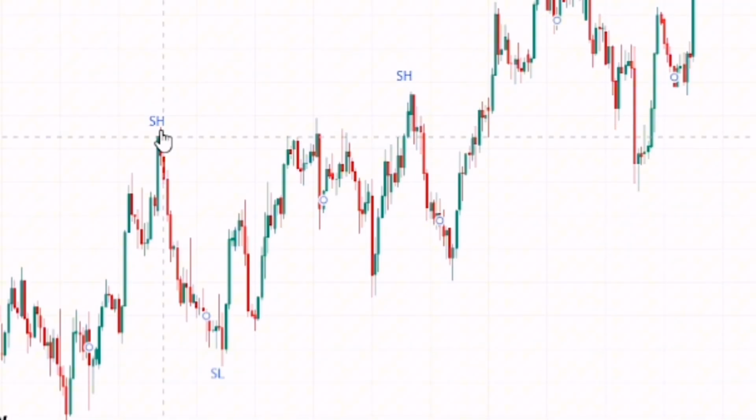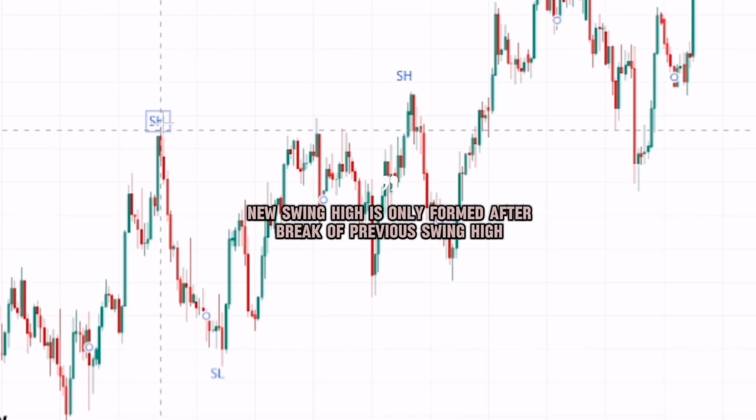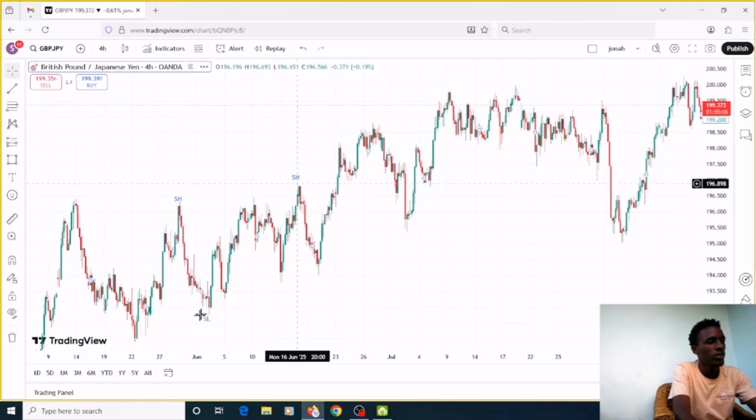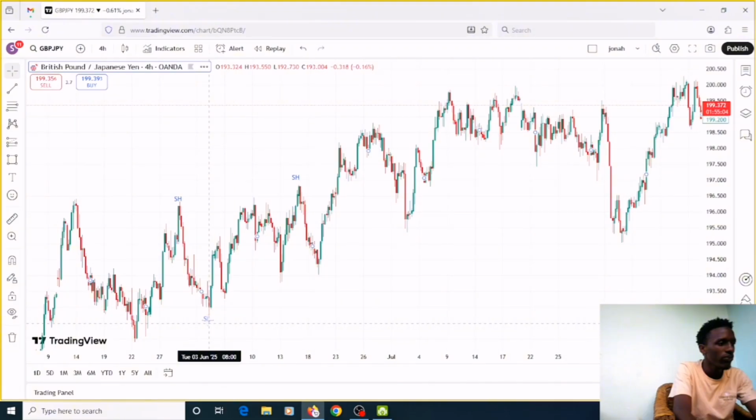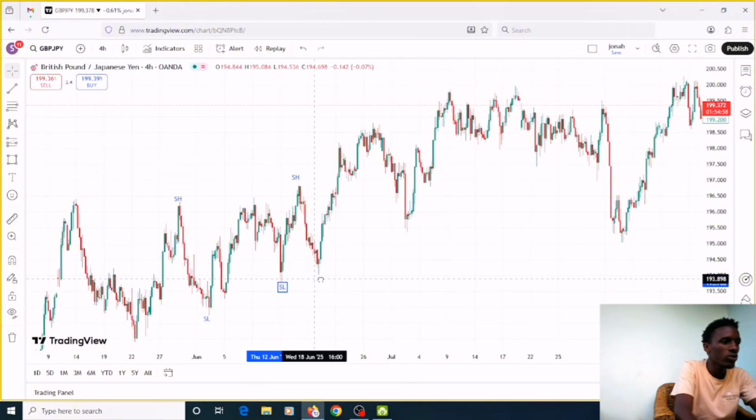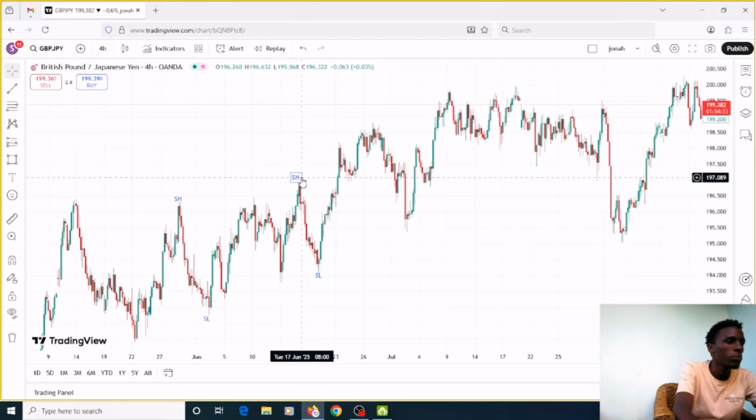So a new swing high is only formed after a break of the most recent swing high. And yeah guys, for a swing low, it's this trap that price forms. Our next trap is going to be this, so this is our next swing low. My next swing low is going to be this one right here, and our next swing high is going to be this point here.